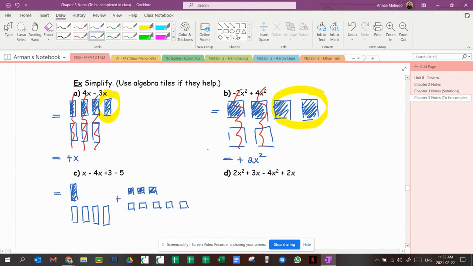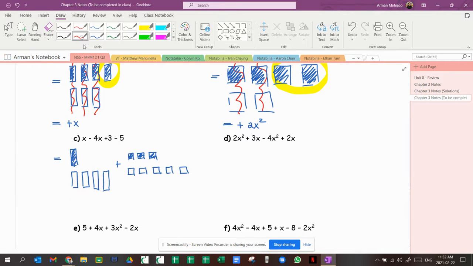Let's go ahead and cross out my zero pairs. And let's see what we have left. So I have negative 3x minus 2 left over. Let's do the next one.